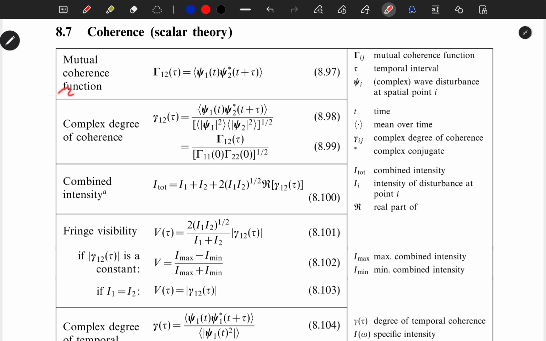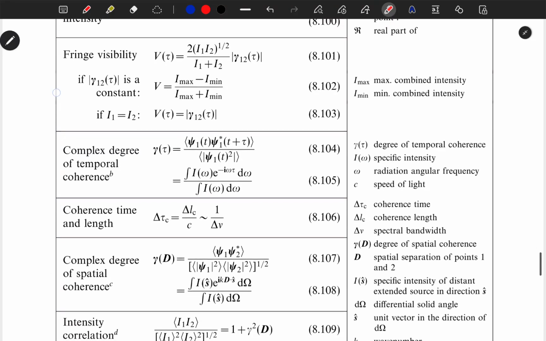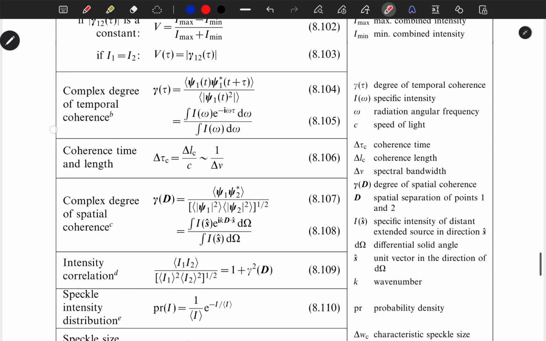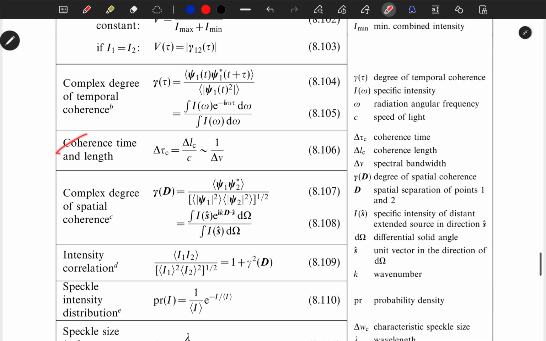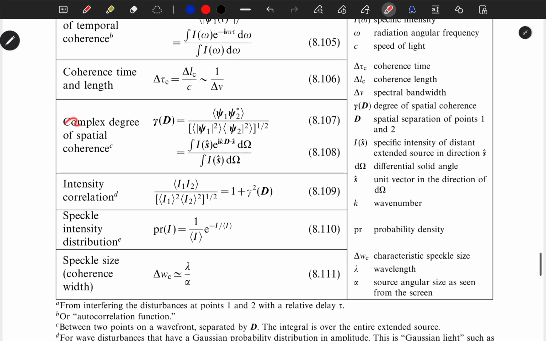Coherence, the mutual coherence function gamma ij can be expressed like this, and other parameters we don't need here. Complex degree of coherence, combined intensity, fringe visibility, complex degree of temporal coherence, coherence time and length, complex degree of spatial coherence, intensity correlations, speckle intensity distribution, speckle size.